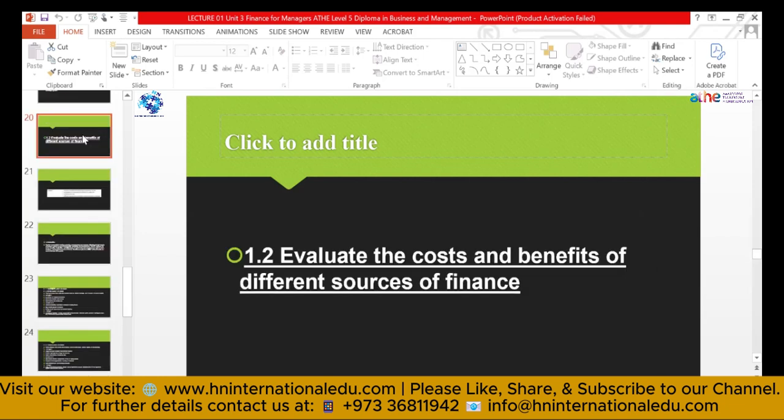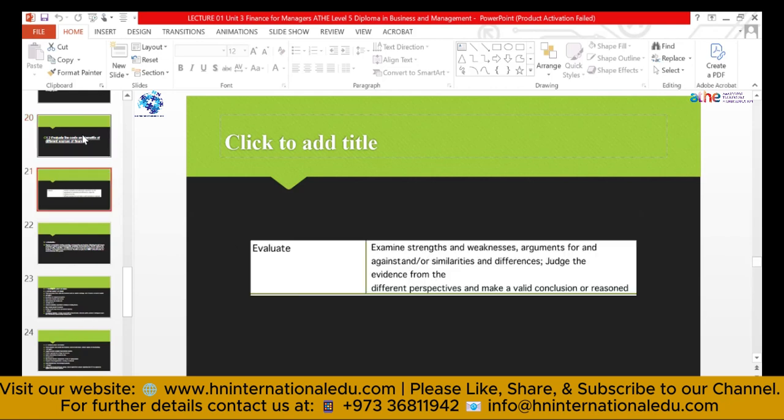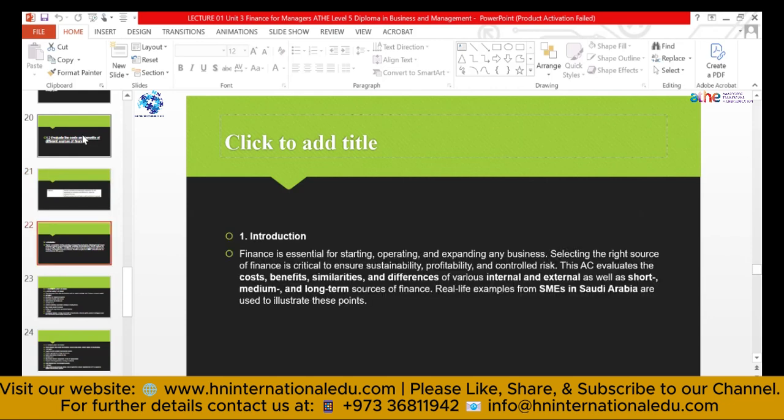Evaluate the costs and benefits of different sources of finance. Again, we do not have proper points for this assessment criteria in the indicative content, but what I did is that for the sources of finance heading, the long-term, short-term, and medium, I use the same and we are going to evaluate it now. Evaluate means to add up the strengths and weaknesses, suggest similarities and differences, and give a judgment, conclusion, or recommendation.